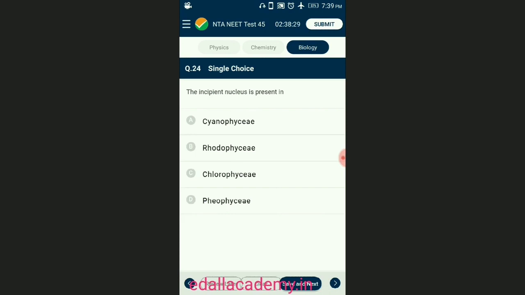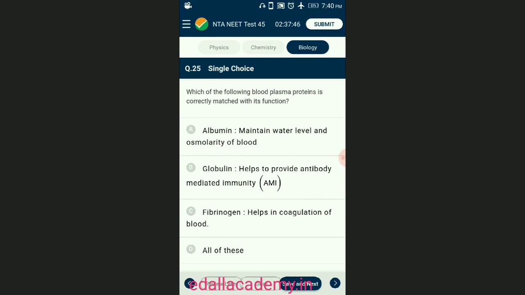Question number 24. The incipient nucleus is present in. Cyanobacteria belong to Myxophyceae and are known as blue-green algae. They are photosynthetic organisms having chlorophyll similar to higher plants. Unlike other bacteria, they carry out oxygenic photosynthesis as they are capable of utilizing water as a source of hydrogen in photosynthesis. These cyanobacteria consist of an incipient nucleus, which is a nucleoid or primitive nucleus disposed in the cytoplasm. So the answer for this question is option A, cyanobacteria.